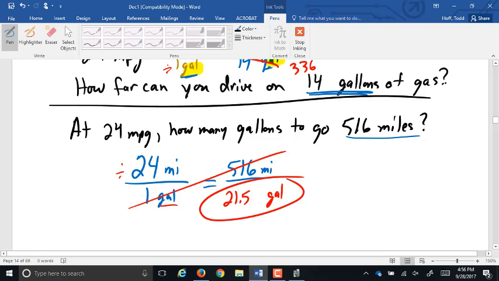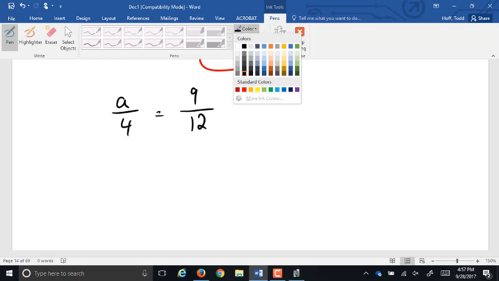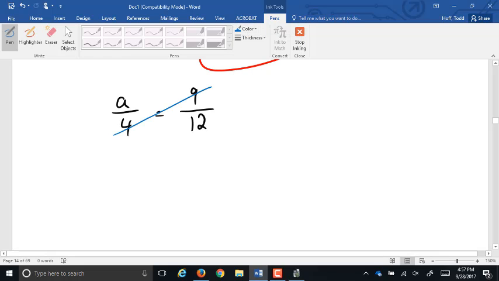Okay, what happens if our proportion isn't so clean cut like that? Well, if I'm trying to find A, let's say I have A over 4 and I'm trying to find A. I could find A here by doing the 4 times 9 divided by 12, which would give me that A equals 3. But there is a longer process that is strictly cross-multiplying.